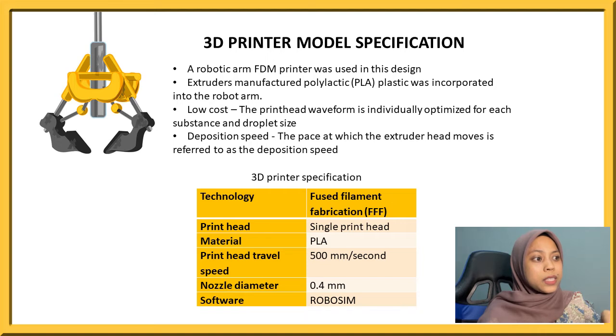From the table we can see the 3D printer specification. The print head is a single print head, the material is PLA, print head travel is 500 mm per second, the nozzle diameter is 0.4 mm, and the software we are using is Robosim.